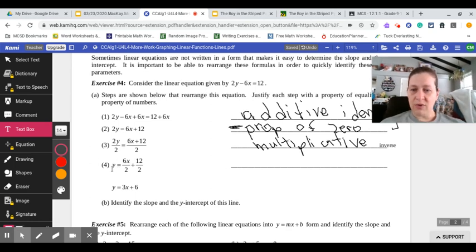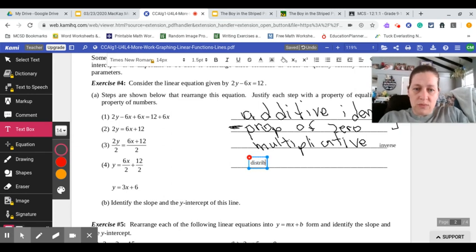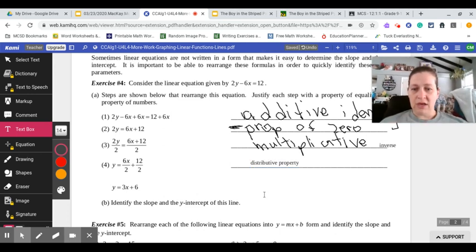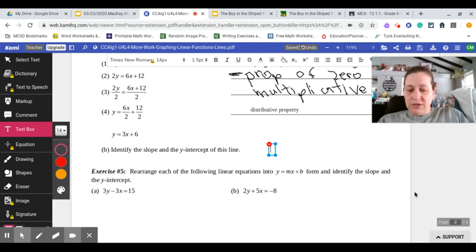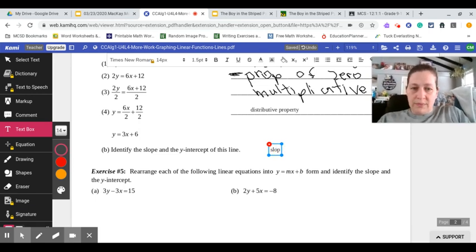And now I'm going to distribute the 2 to both the 6x and the 12. So I'm using the distributive property. And then they show us that when we're done, it equals 3x plus 6. Identify the slope and the y-intercept. So my slope is 3 and my y-intercept is 6. So my slope is the number with the x, and my y-intercept is the number at the end.